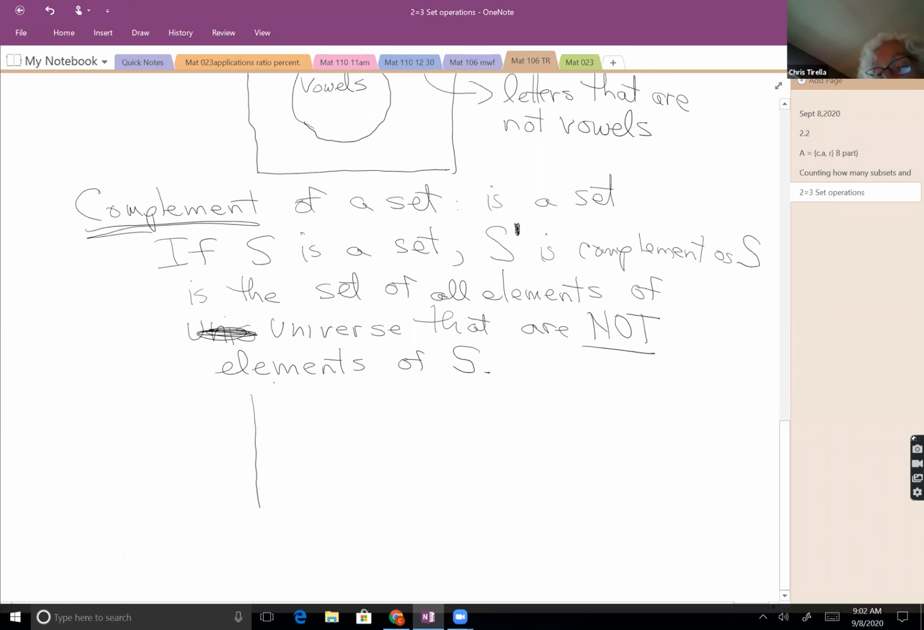And so a picture showing this relationship: if this is my universal set, and this is my set S inside the loop, the rest of the stuff outside the loop would be what's in S complement.